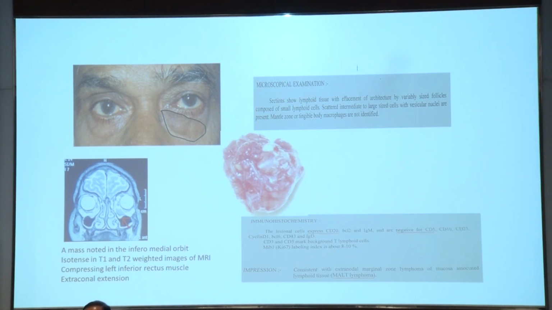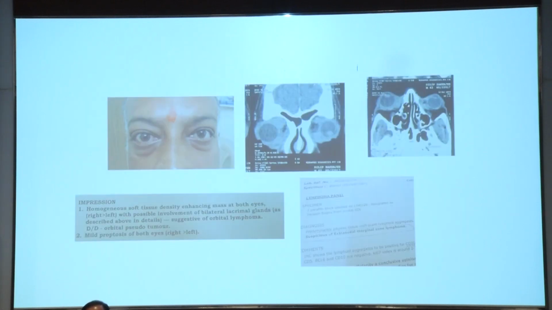4 cases showed partial remission, 4 stable disease, and in 12 cases there was death due to lymphoma or some other cause. I'd like to highlight some of the cases. In this case, a middle-aged man presented with inferomedial orbital swelling. On imaging there was a mass in the inferomedial orbit, which was iso-intense in T1 and T2 weighted images, and complete excision was possible. Histology suggested lymphoma, and the immunohistochemistry showed CD20 positivity, and it was an EMZL, MALT type of lymphoma.